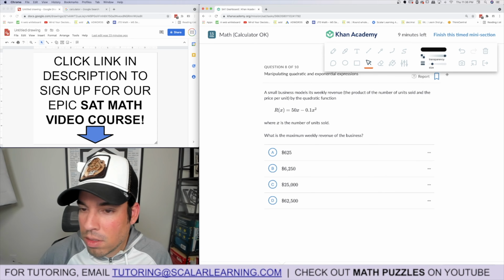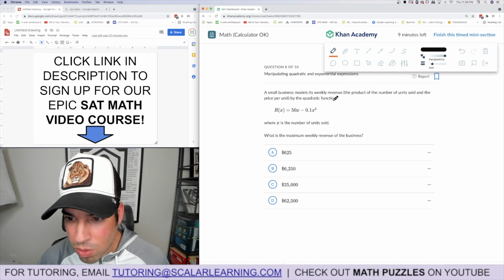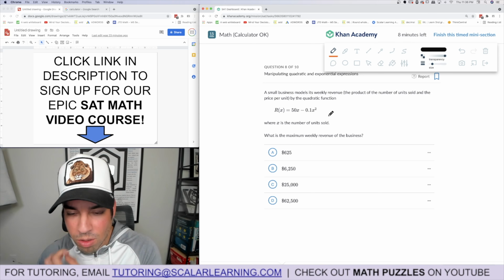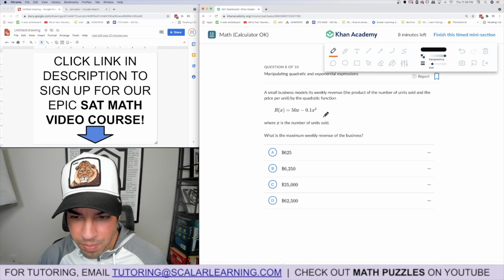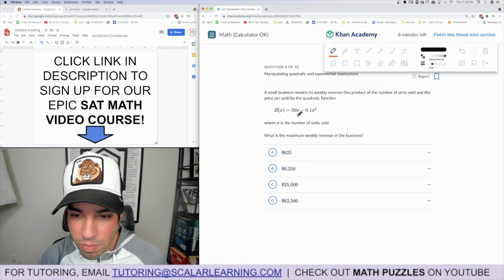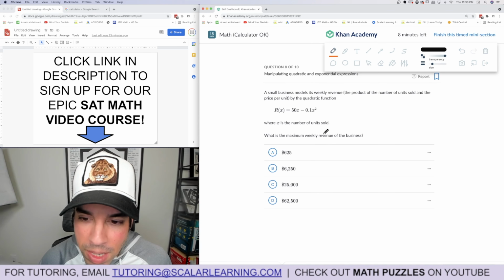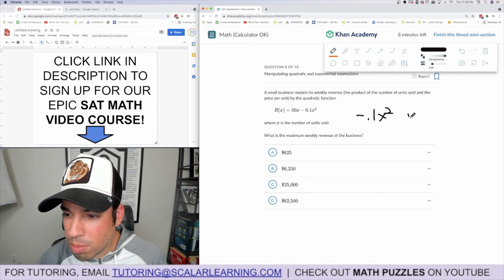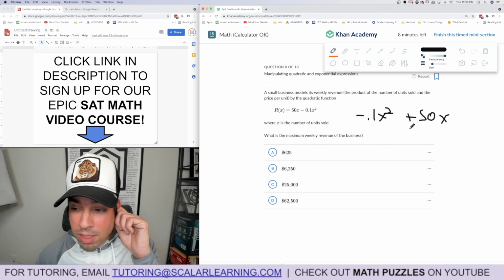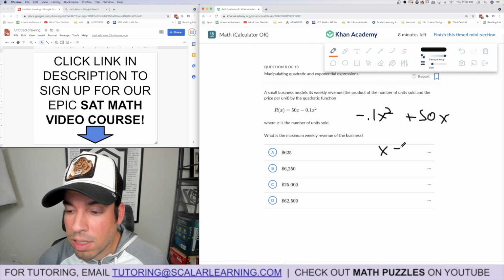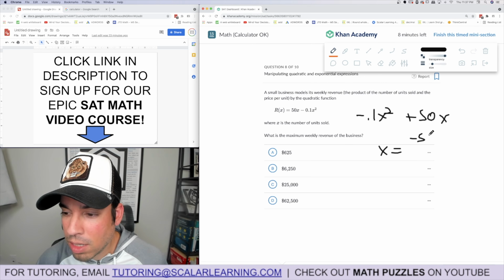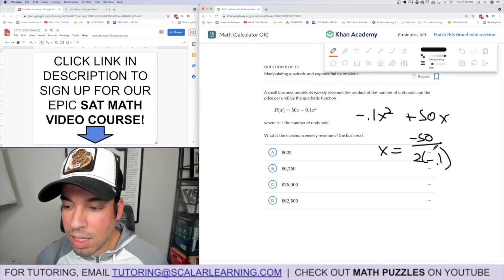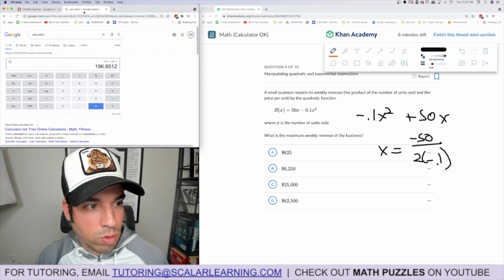All right. 8. A small business models weekly revenue, the product of the number of units sold and the price per unit, by the quadratic function, where x is the number of units sold. Oh, what is the max? No problem. So I'm going to rewrite this as negative 0.1x squared plus 50x. And the max is the vertex, and it occurs when x equals negative b over 2a. So that's negative 50 divided by negative 0.2, which is 50 divided by 0.2.